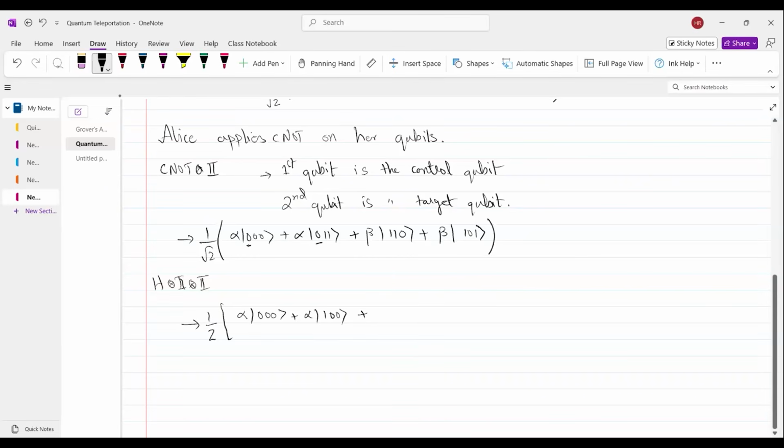And in the second state, you have now the first qubit as 1. So when she applies Hadamard on 1, she gets the minus state. And in the minus state, we get a negative sign over here. And similarly, in the last state, we have again 1.